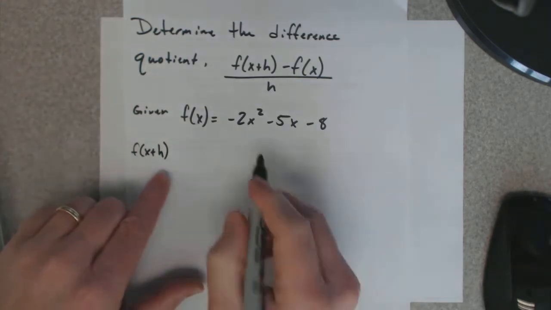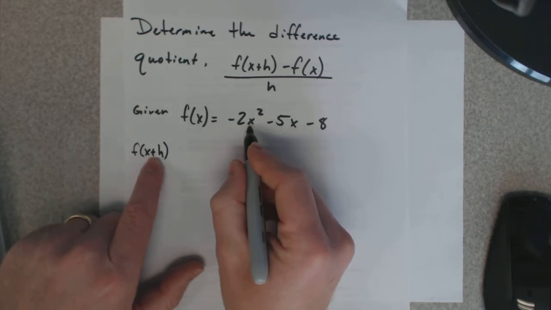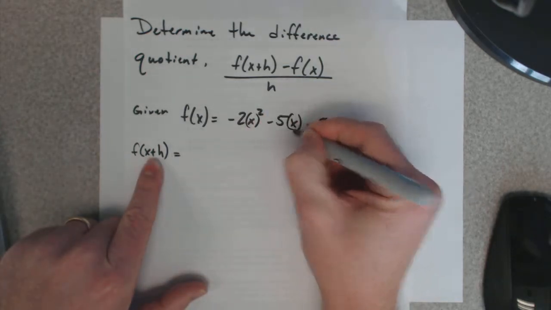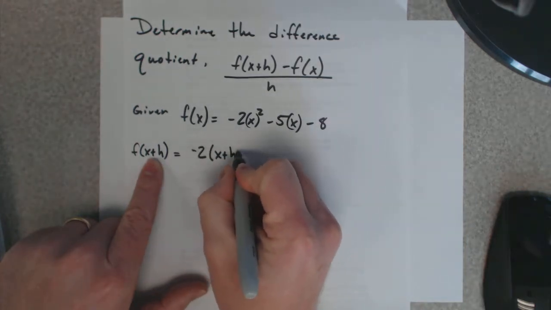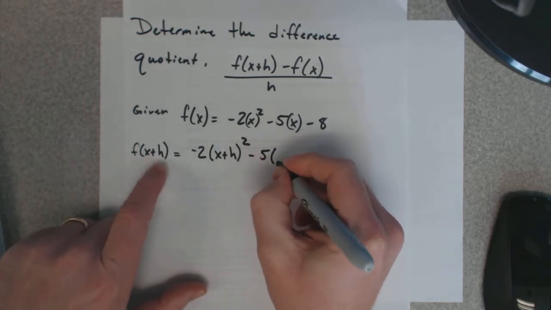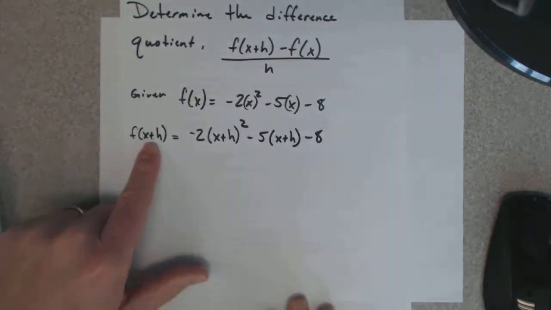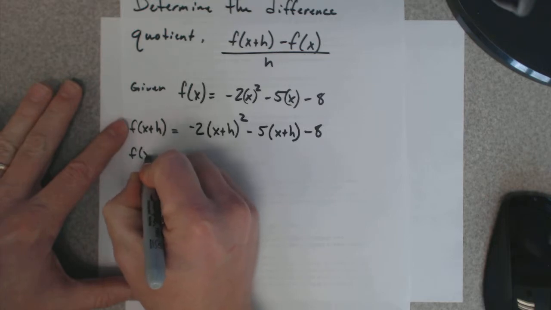Everywhere there's an x, it gets an x plus h. Everywhere there's an x, it gets an x plus h. So there's an x right there, there's an x right there. Negative 2 times (x plus h) squared, minus 5 times (x plus h), minus 8. So now we need to simplify this stuff out.